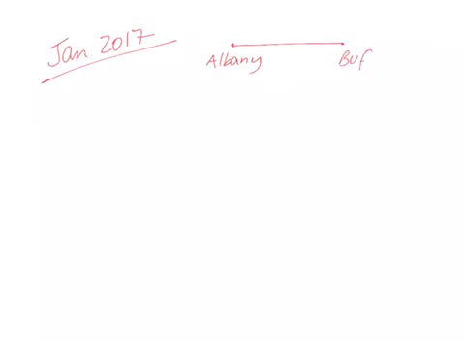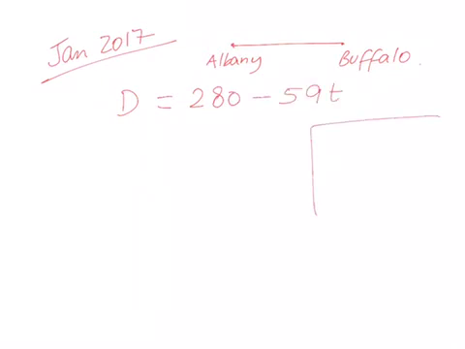So we've got Jan 2017 question 1. And let's see, what is this? A car is traveling from Albany to Buffalo. Maybe at some point you've made this journey. I've made it a couple of times. Maybe not Albany to Buffalo, but I've been to both cities. So we know distance is equal to 280 minus 59t. This is the information that's given to us.